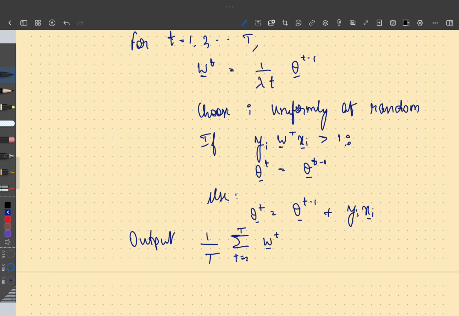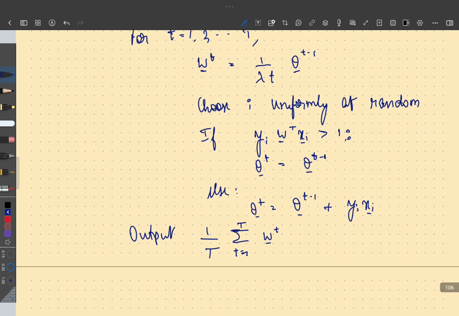Okay, so the SGD for solving soft SVM, it's a rather natural procedure. Pick a random data point. If you have classification with reasonable margin, do nothing. If you don't, then you shift by y_i times x_i. Any questions?